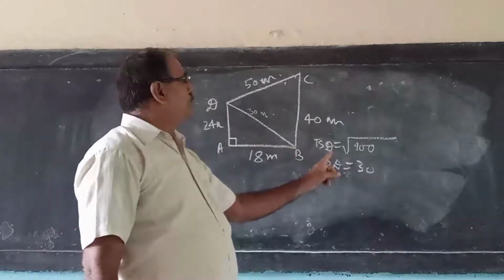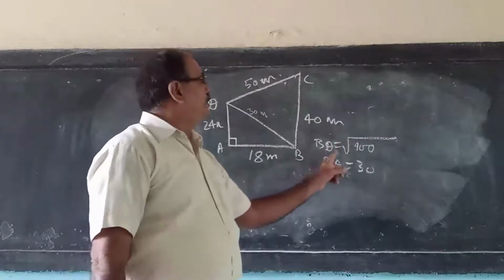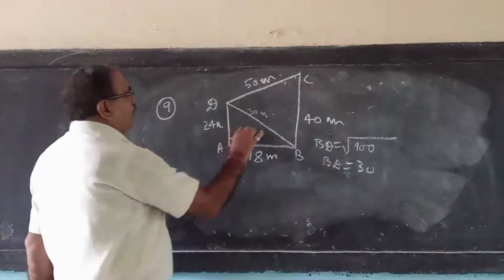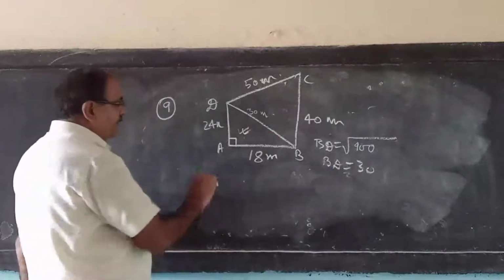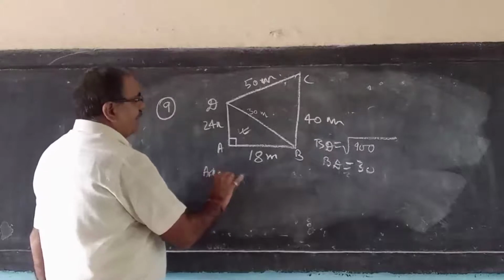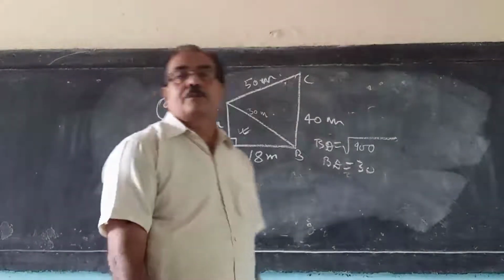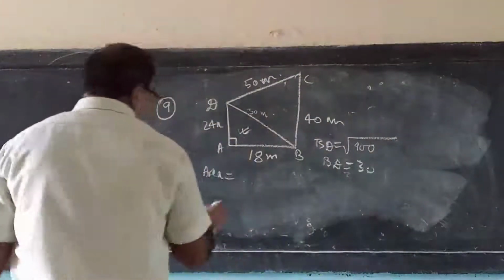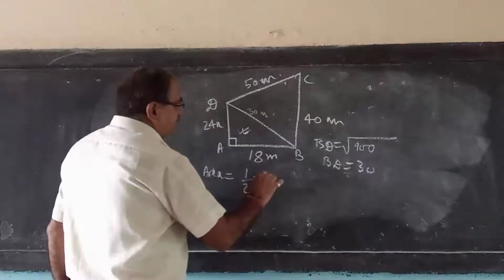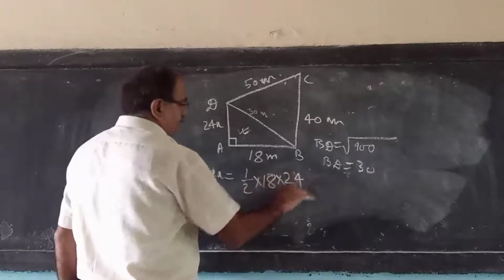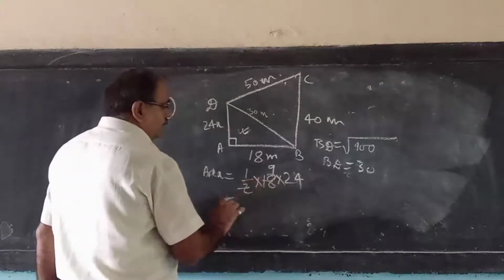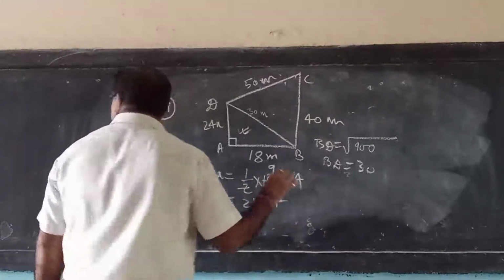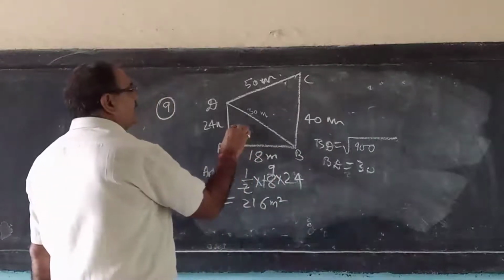That BD square is equal to 900 means BD is equal to root over 900, which means BD is equal to 30. Now find the area of this right angle triangle. How to find? Since it is a right angle triangle, what is the formula to find the area? Half base into height. So half, base is 18, height is 24. So 9 into 24 is 216 meter square. So what is the area of this right angle triangle?